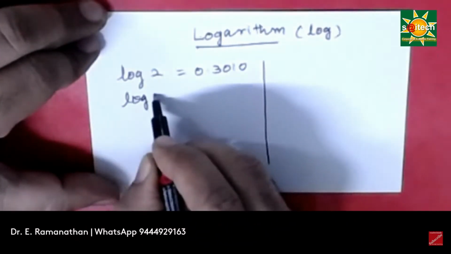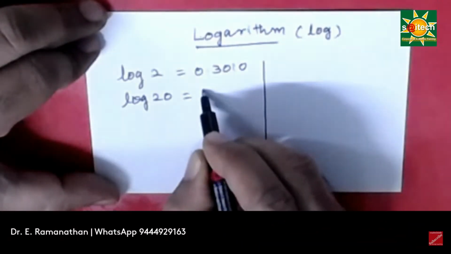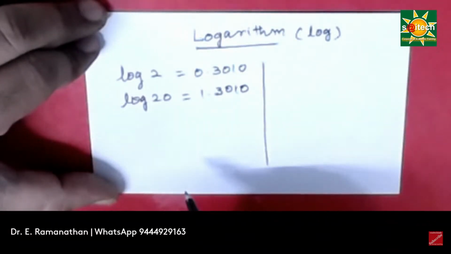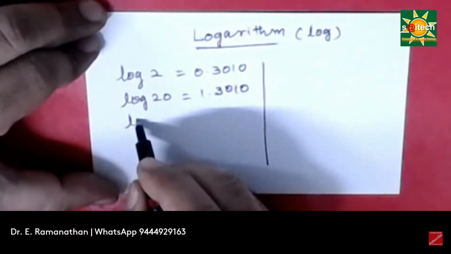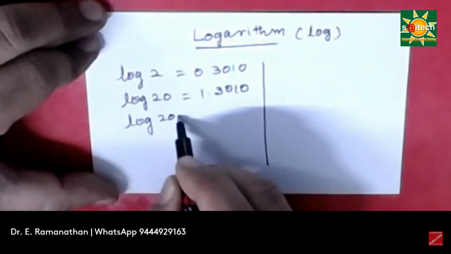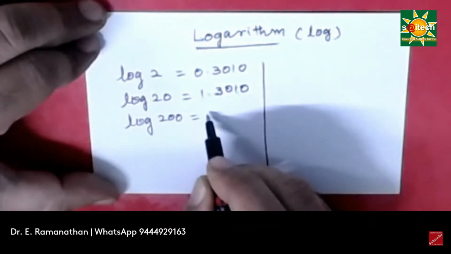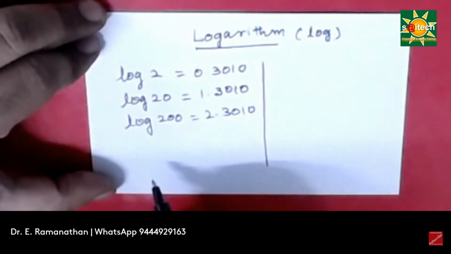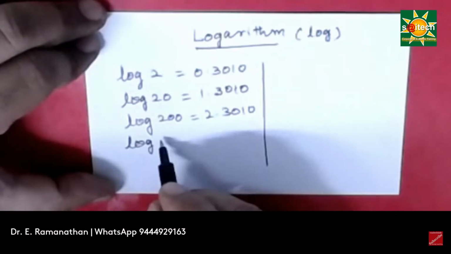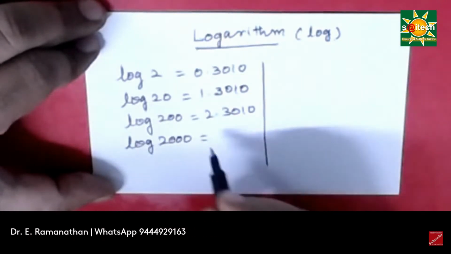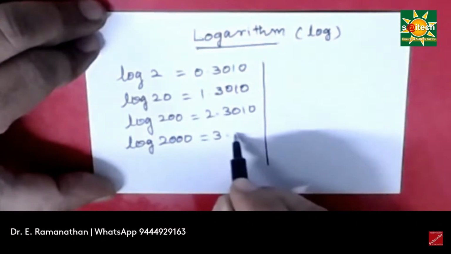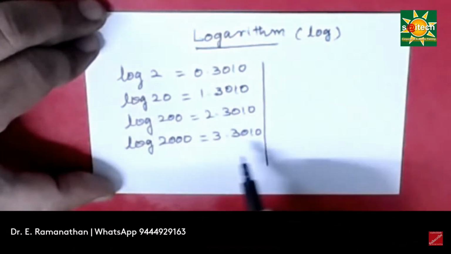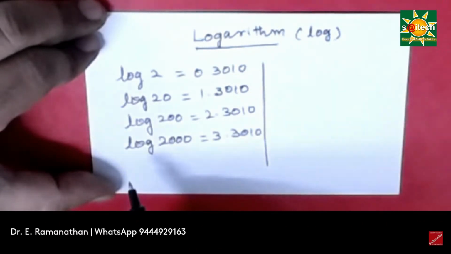Log 20 is given by 1.3010. Log 200 is equal to 2.3010. Log 2000 is equal to 3.3010. So from these values you are able to observe one important thing.